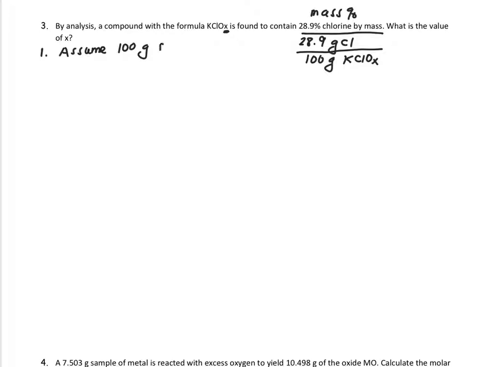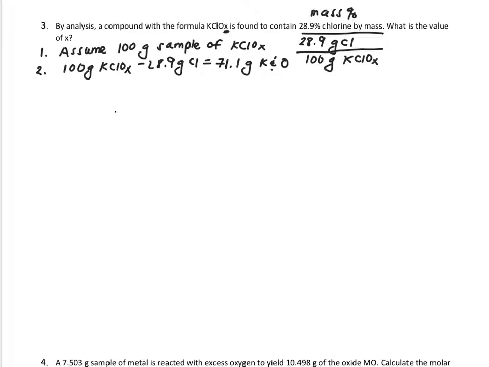a 100 gram sample of our KClOx. And our second step, if we're assuming a 100 gram sample, we can take our 100 grams of our sample minus 28.9 grams of chlorine to get the amount of KO, which is 71.1 grams of KO in our compound.